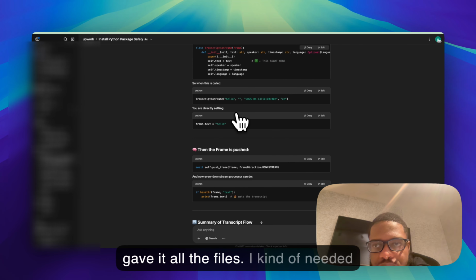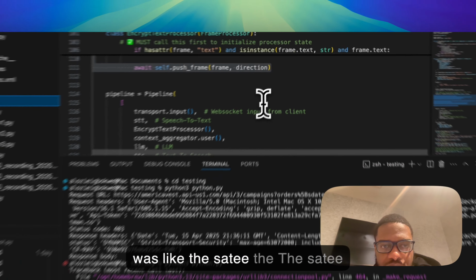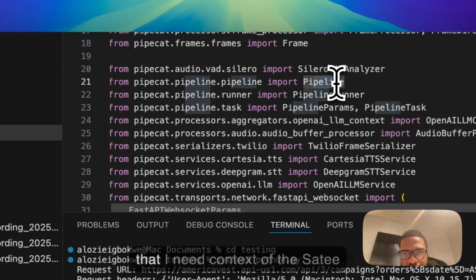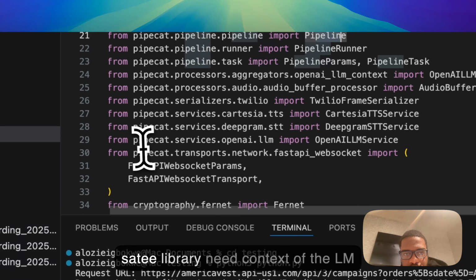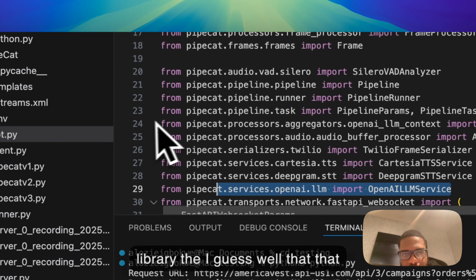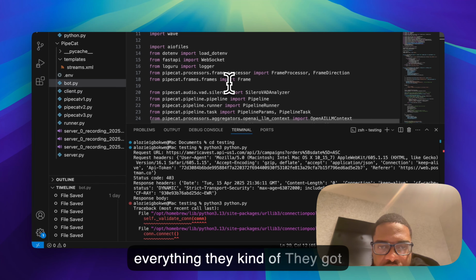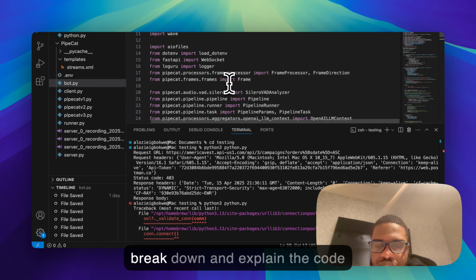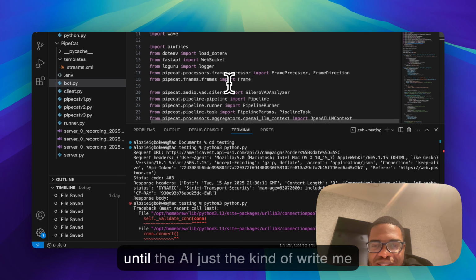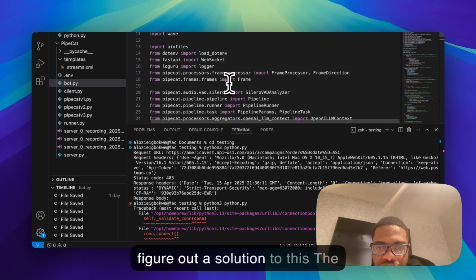I gave it all the files I needed context of, which was the pipeline library, the STT library, and the LLM library, where the aggregator aggregates the frames. So I gave it context of everything, and I told it to break down and explain the code. And even then, I still had a hard time understanding it. So I even asked the AI to just write me a solution for this, which it was pretty much able to do. It was able to figure out a solution.